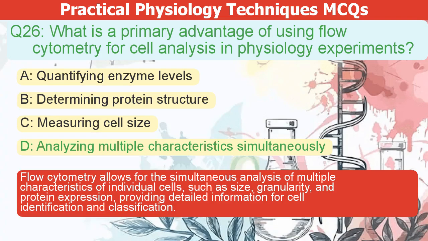The correct answer is D. Flow cytometry allows for the simultaneous analysis of multiple characteristics of individual cells, such as size, granularity, and protein expression, providing detailed information for cell identification and classification.